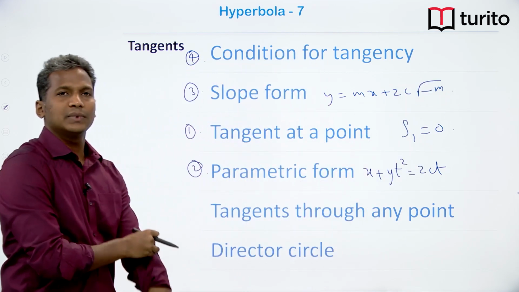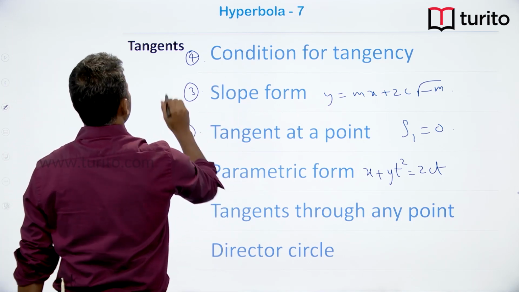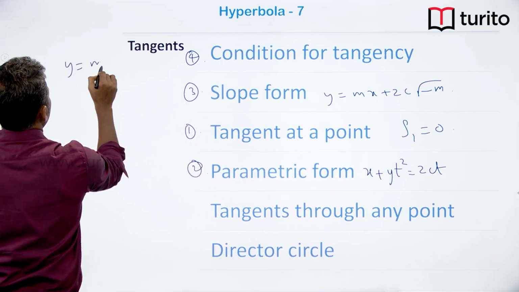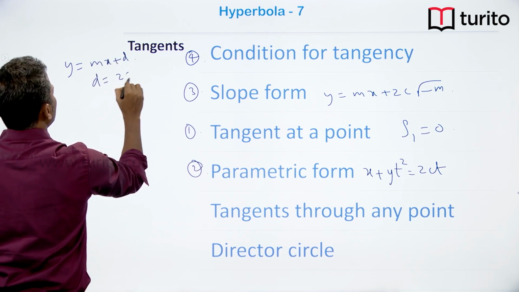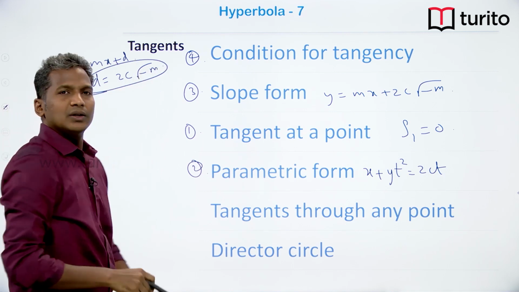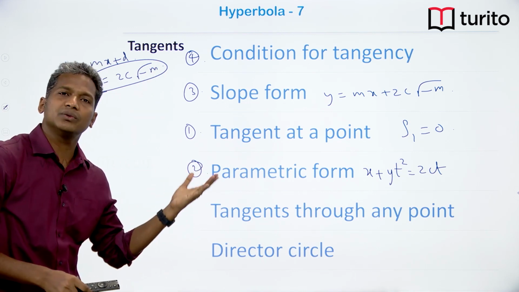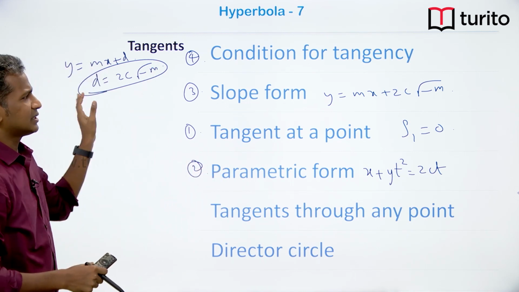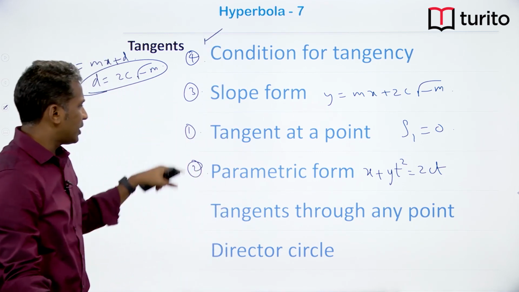So, what is the condition for tangency? If I take the line as y equal to mx plus d, then this d should be equal to 2c into root of minus m. That should be the condition, or we can just take d square equal to 4c square into minus m. Okay, that is fine. So, here we have derived the 4 points.